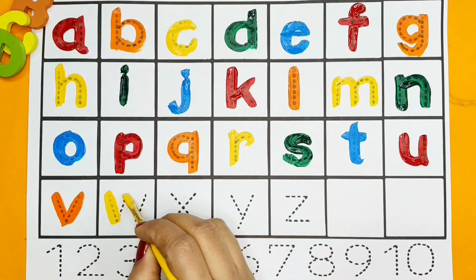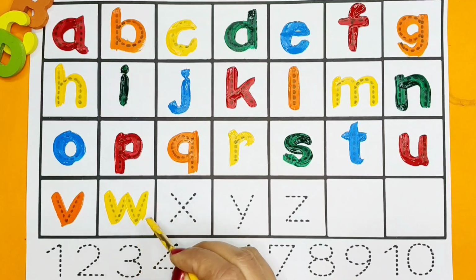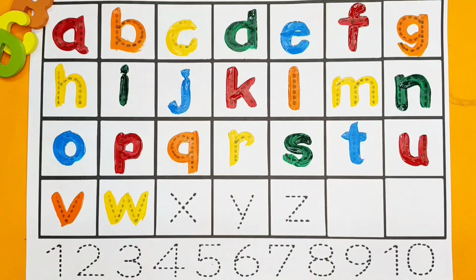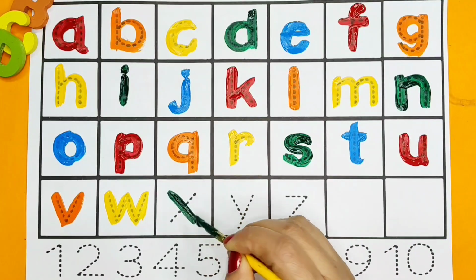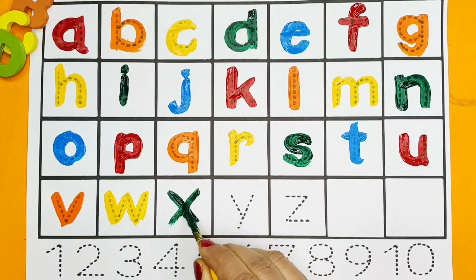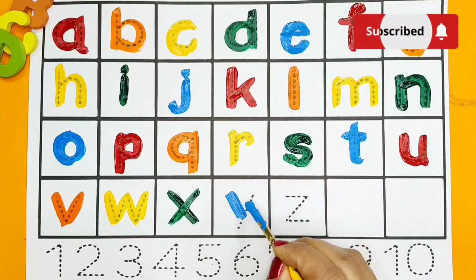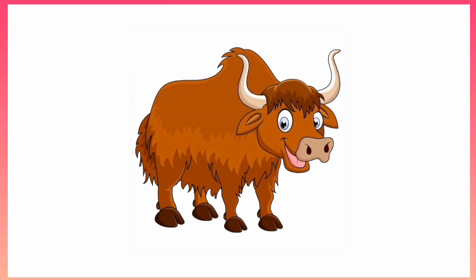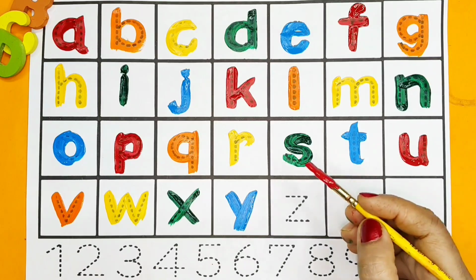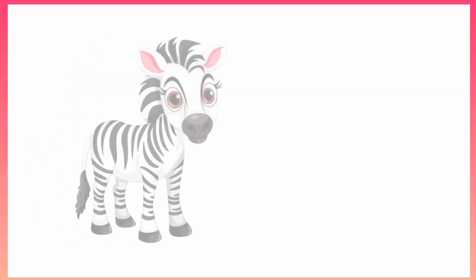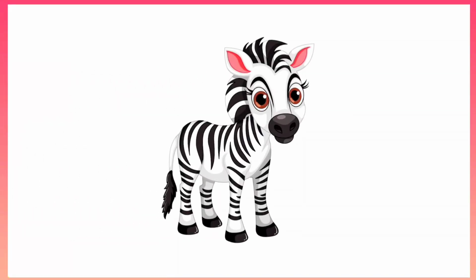Yellow color W. W for watch. Dark green color X. X for X-ray. Sky blue color Y. Y for yak. Red color Z. Z for zebra.